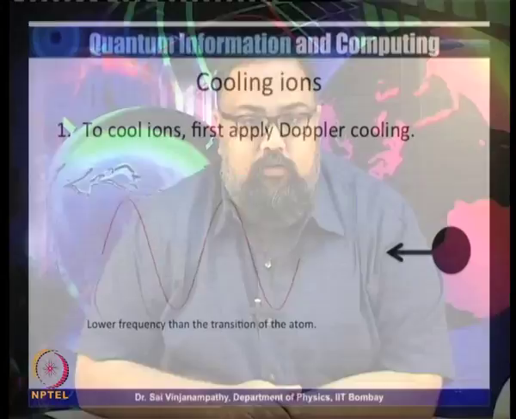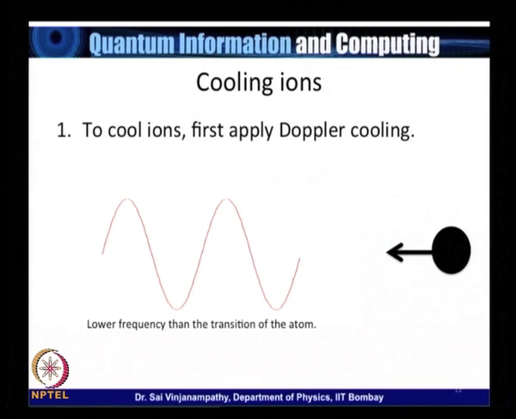So what do we do about this? We have to cool these ions. So let me describe to you two mechanisms that one uses to cool ions. The first of these is what is known as Doppler cooling. If we want to cool ions down to around 15 phonons, we can appeal to something called Doppler cooling.